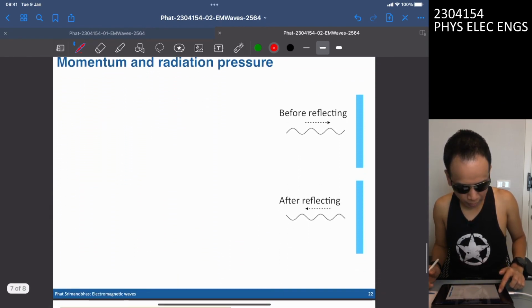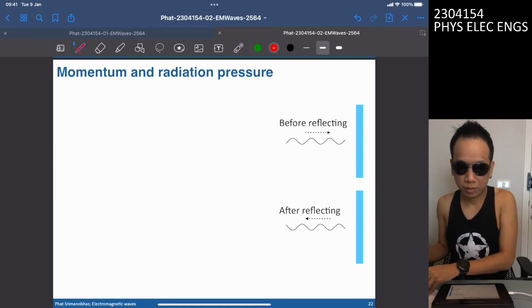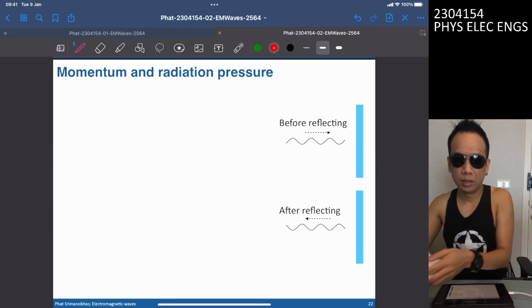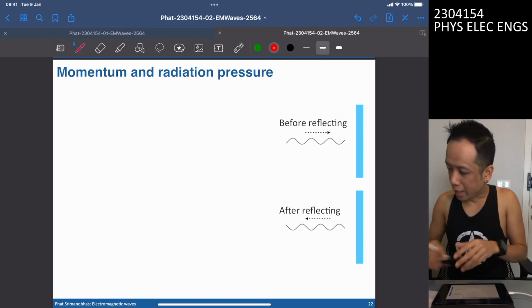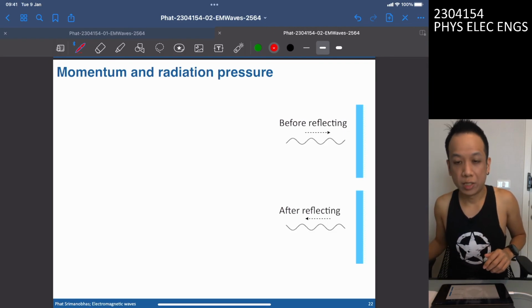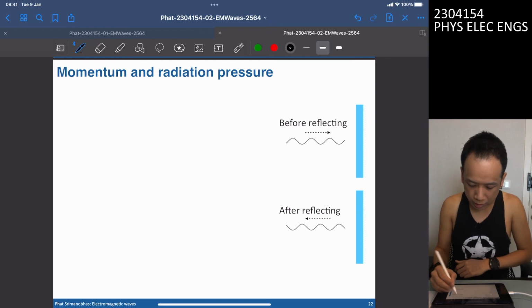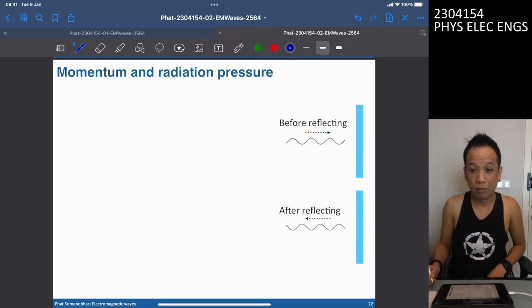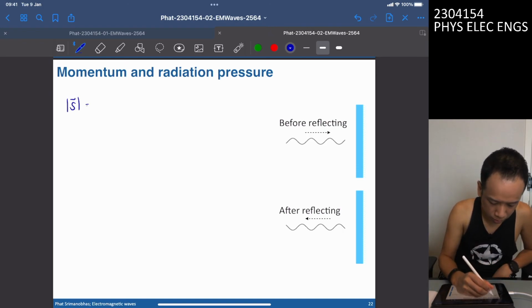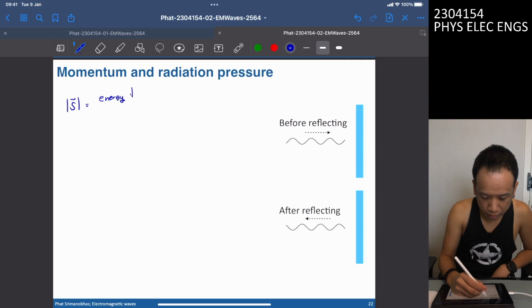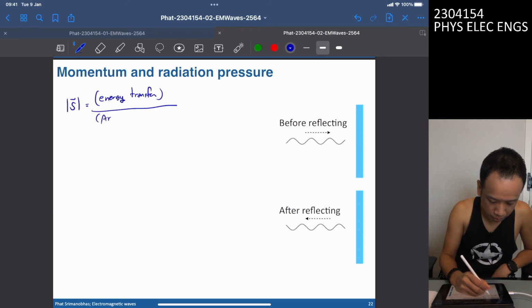Okay, then we have the last topic. It's almost 1.5 hours already, 1 hour and 20 minutes, so let's finish this one. The last topic is momentum and radiation pressure. We can just start from the definition that we had before. We're talking about the size of the Poynting vector. If you remember, it's the energy transfer per area per time, right?